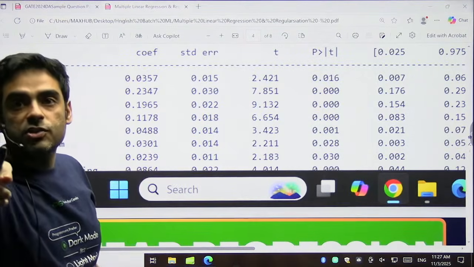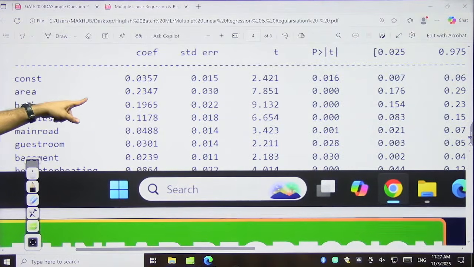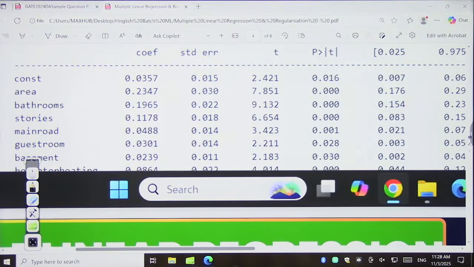Now I want to ask you, Sheikh, Saifuddin, Shagufta, Venki, which coefficient has the major say? Which feature has a major say? Can you tell me? Correct, correct. The area has the major say.